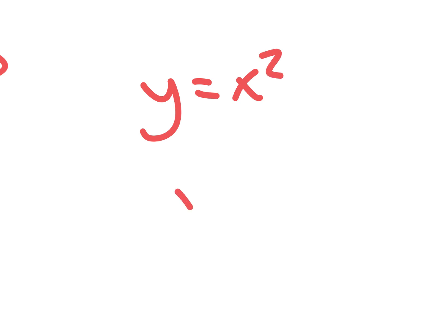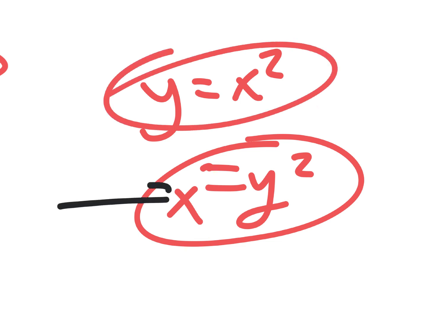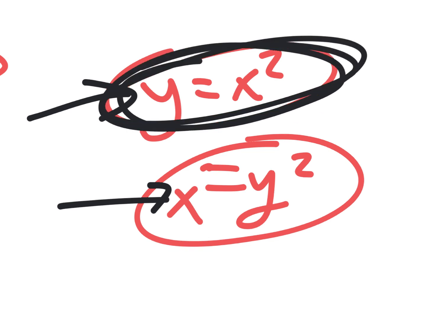Now, I'll give you one that is not one-to-one. Y equals x squared, and x equals y squared. You know why? Because that won't be a function, because when you solve it, you'll have two things, right? So this is a function, but its inverse is not a function. So that is not a one-to-one function. That is just a normal function. It's not a special one called a one-to-one.